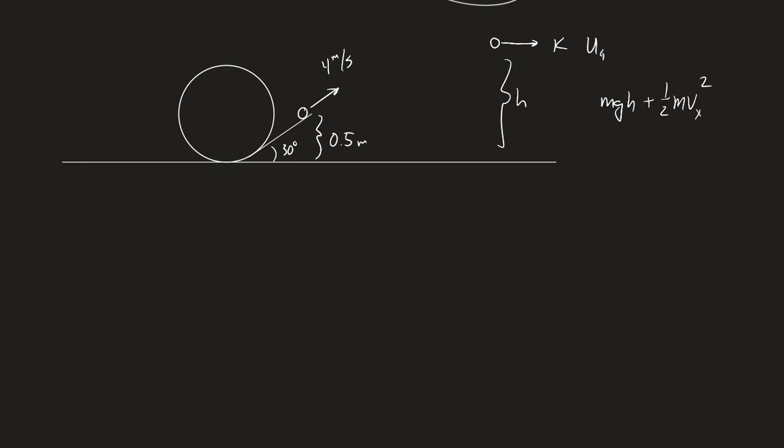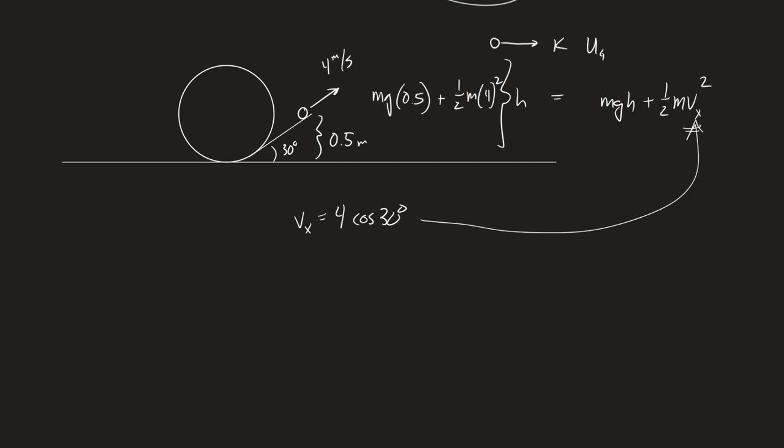Now, where it is right now, it has height, mg times 0.5, so it has gravitational potential energy, and it has kinetic energy of 1/2 m times 4 squared. Obviously the m's cancel out because we can set these equal to each other, but here's the thing you have to do. You have to figure out what Vx is. And Vx is just 4 cosine 30 degrees, right? It's launched at an angle of 30 degrees. Once you put that in here, you can solve for h. It is a one-step problem, and I think that's easier than doing projectile motion.